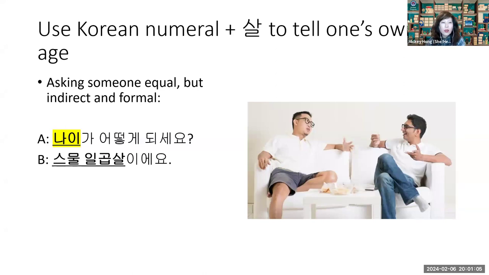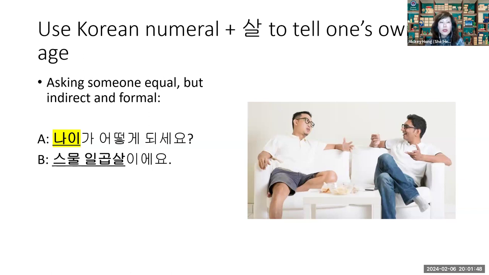Asking somebody equal, but indirect and formal, because age is a sensitive thing, you might want to use 나이가 어떻게 되세요? So it's a combination of 어떻게 되세요, which is a honorific form, very formal, with 나이 instead of 연세. 나이 is just age. The honorific counterpart of that noun is 연세. Because the honorific is used for the verb but not the noun, it's still formal enough. It's polite enough.